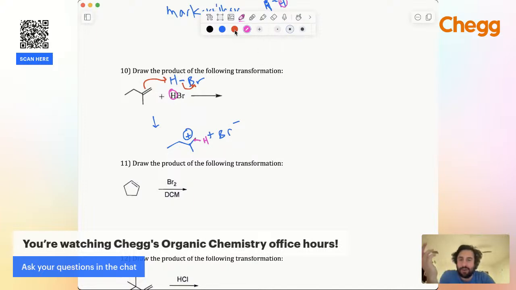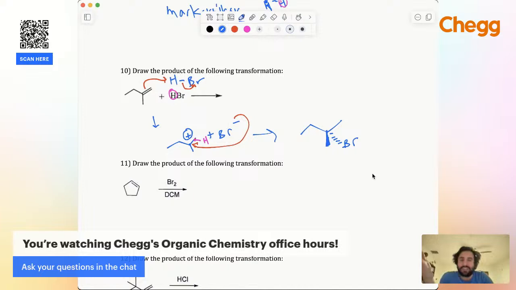Now, the next step is very easy, right? We have a negatively charged bromide anion, and then we have a positively charged carbocation. Well, right, minus meets plus. That's obviously what's going to happen. And then we get our alkyl bromide product. In this case, it doesn't matter which side, because we have identical methyl groups.